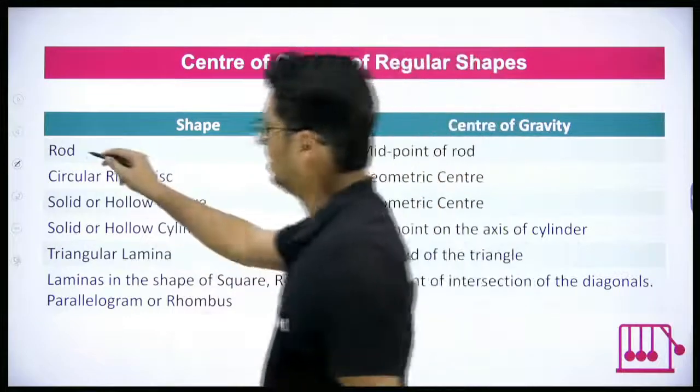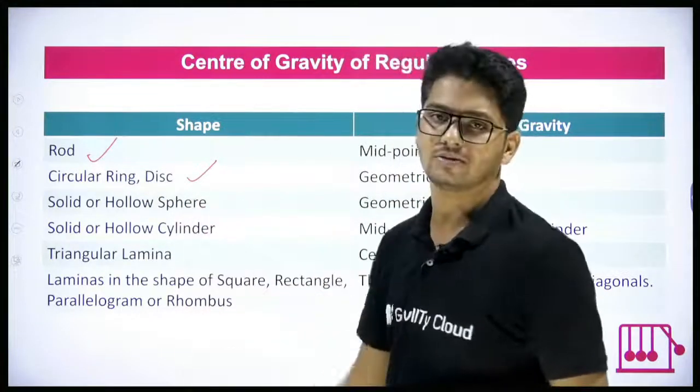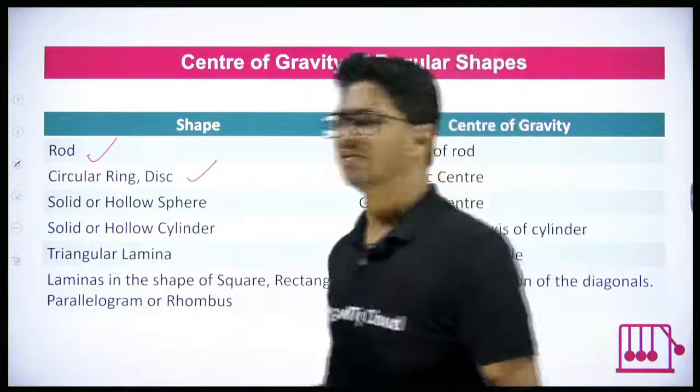The shapes that we already discussed are rod and circular ring and disc. And there are other shapes. We'll go into them and again come back to the table. Got it?